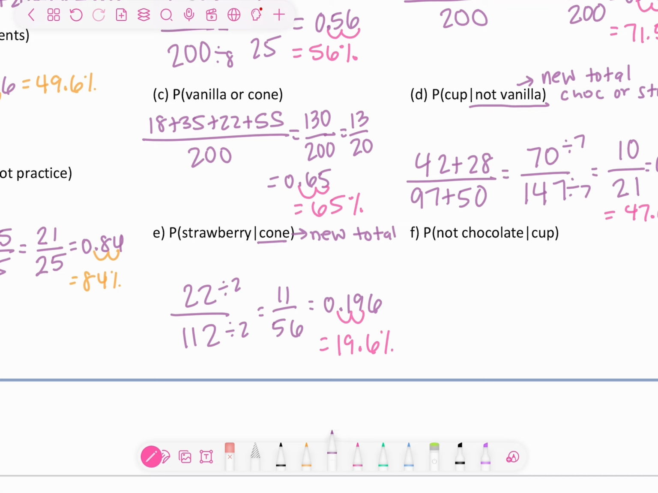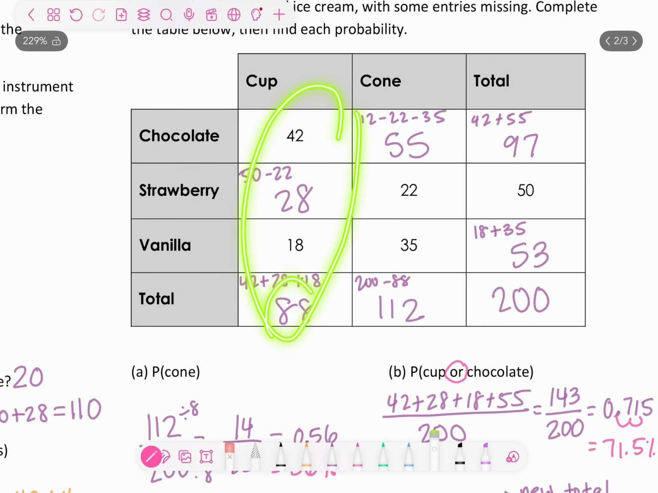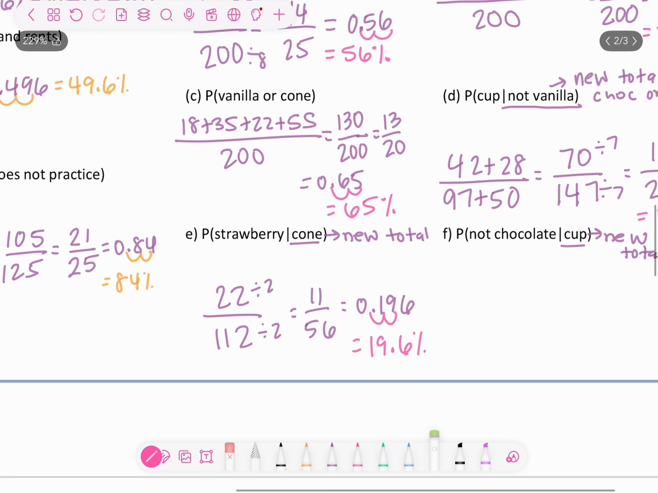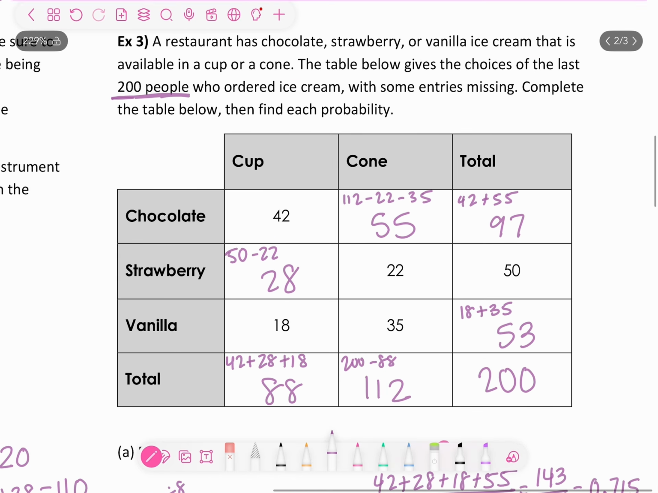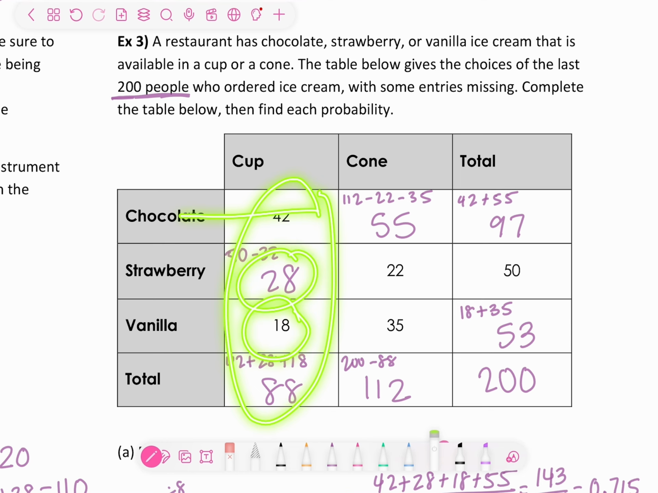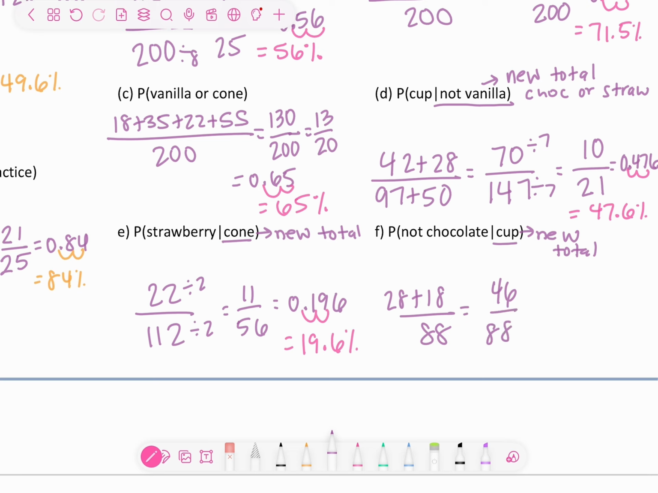All right, F, probability not chocolate given it's a cup. So again, cup gives us our new total. So all the cups is 88 total. And not chocolate. So we're here looking at just the cups, not chocolate, means strawberry or vanilla. So 28 plus 18. So we're going to end up with 46 out of 88. Definitely, they both divide by 2.